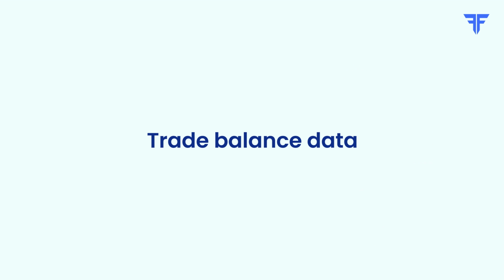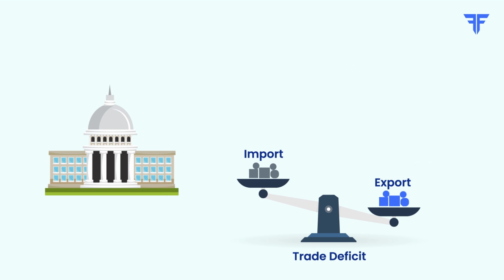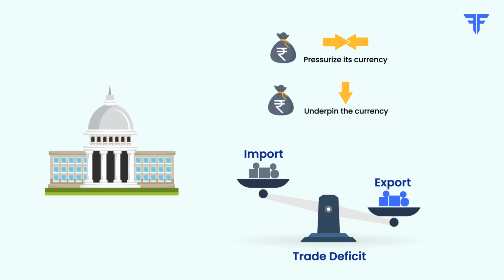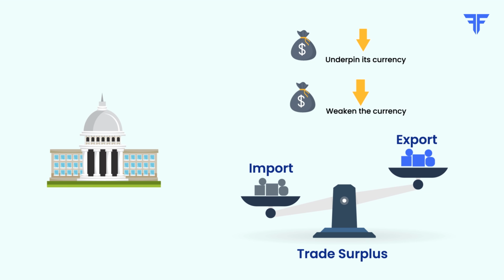Fifth, trade balance data. If a nation is experiencing trade deficit, then widening of the deficit is likely to pressurize its currency, while narrowing of the deficit is likely to underpin the currency. On the other hand, if a nation is experiencing trade surplus, then widening of the surplus is likely to underpin its currency, while narrowing of the surplus is likely to weaken the currency.